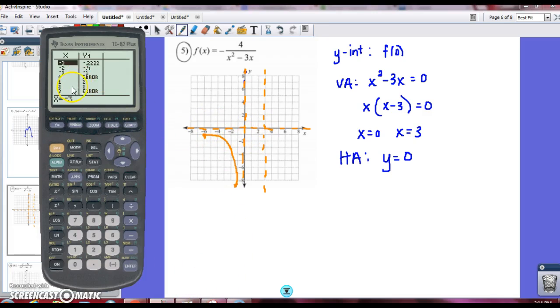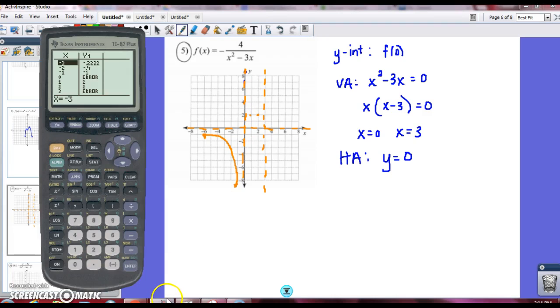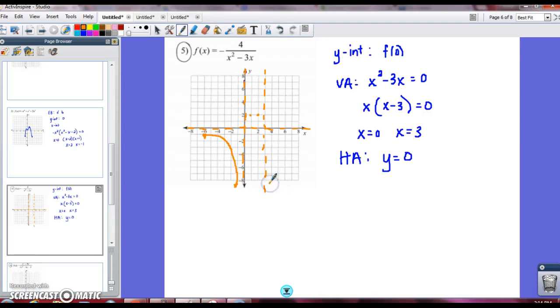between 0 and 3. It looks like when x is 1, this is 2. And when x is at 2, this is at 2. And then when we scroll down and we go beyond 3, it looks like we're negative again. So we've got this going on again.